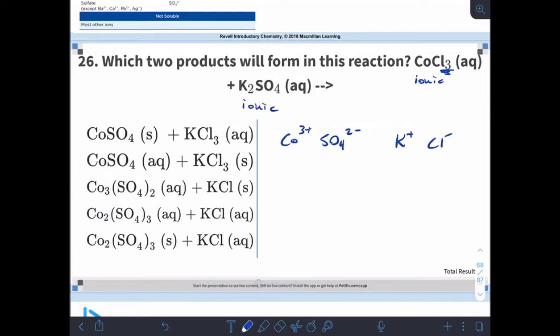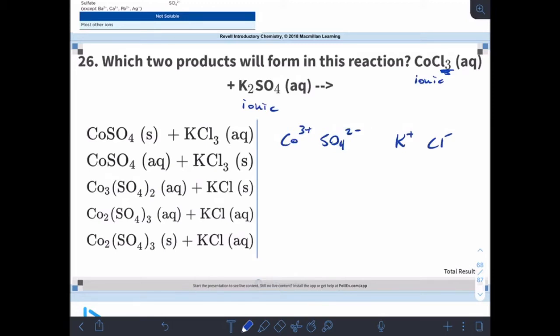And I know it's really tempting to try and make things far more complicated than they need to be. You're trying to think of numbers and charges and all these things. Just do it as simply as possible. How does a cobalt 3 plus fit with a sulfate ion? And the sulfate is always a 2 minus. How does a potassium ion, which is a 1 plus, go with a chlorine ion, which is a 1 minus? Okay.